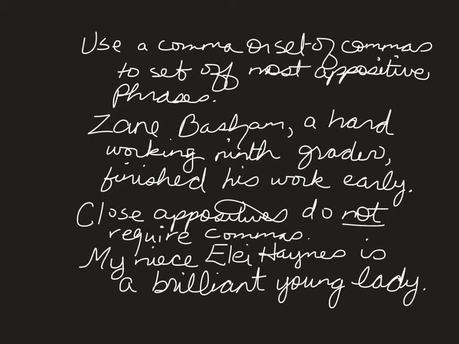Here's an example. Zane Basham, comma, a hard-working ninth grader, comma, finished his work early. So you have commas surrounding a hard-working ninth grader, which is the appositive phrase, renaming Zane. However, there is something called a close appositive that does not require commas. A close appositive is defined as a short appositive or appositive phrase, one word or sometimes two or three words.